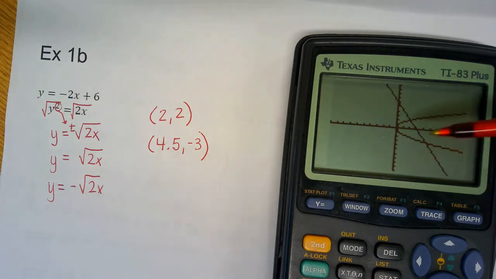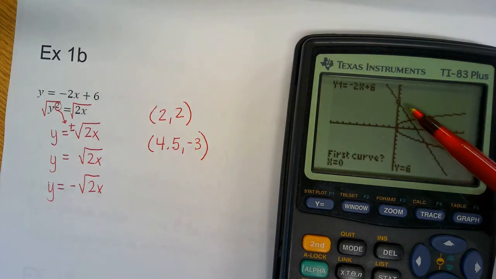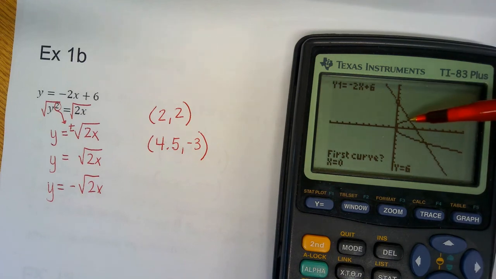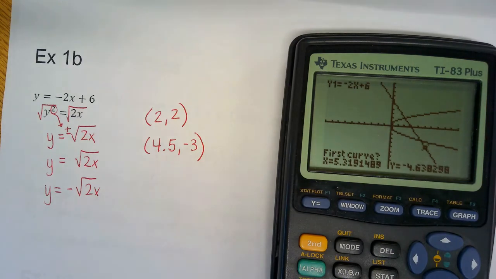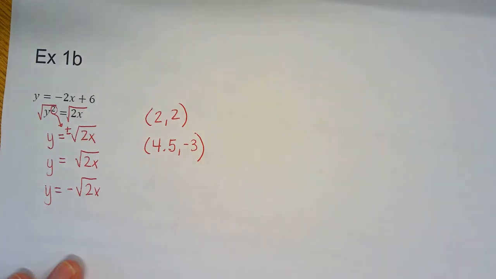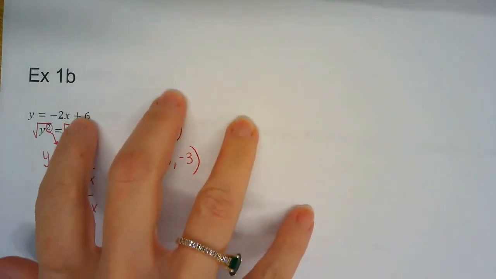But do make sure when it asks you for those cursors, is this my curve? Whichever one it's closest to is the one it will find. So if you're trying to find the bottom one, just make sure you scroll all the way down so that you are closer to that intersection than you are at the top. Okay? All right, that's all you have to do to solve that system of equations, whether they are linear or nonlinear.